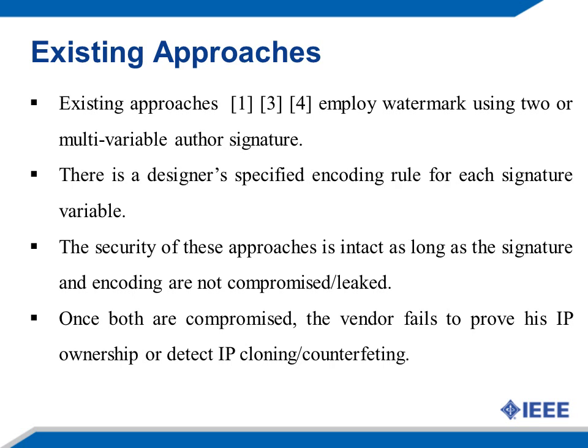However, one of the most important drawbacks of these approaches is that the security of these approaches, in terms of proving or authenticating the rightful owner, stays intact only as long as the signature and the encoding process are not compromised or leaked. Once these are compromised, the vendor or the actual IP maker owner fails to prove his IP ownership. It is also possible that due to the leakage of the signature, authentication of the rightful owner during detection of IP cloning and counterfeiting may not be feasible.